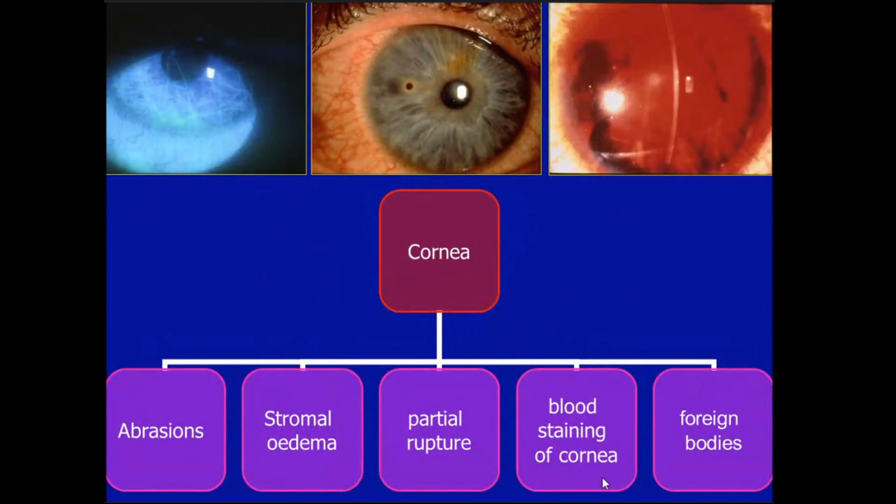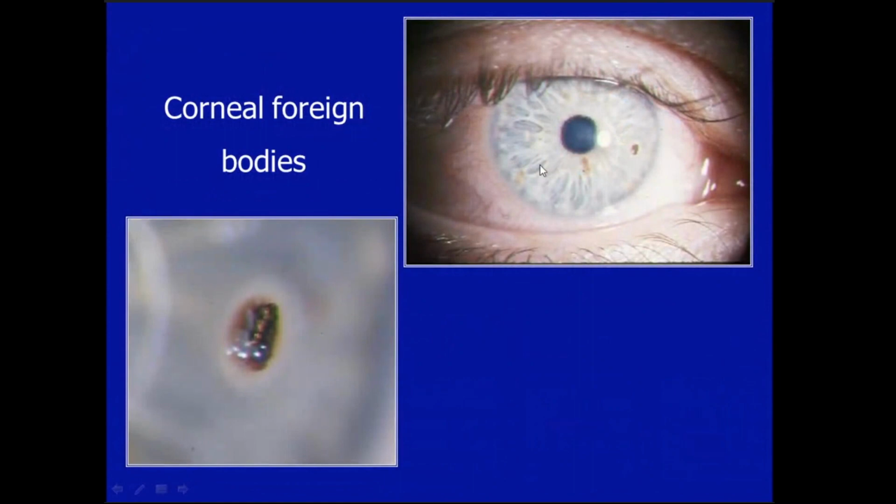Cornea. I have already mentioned that there may be abrasion, stromal edema of the cornea, partial rupture, blood stain of the cornea, when blood enters into the cornea, and cornea foreign body here. Look on this picture. You can see the corneal foreign body. On this picture, you again see the corneal foreign body in a microscope.